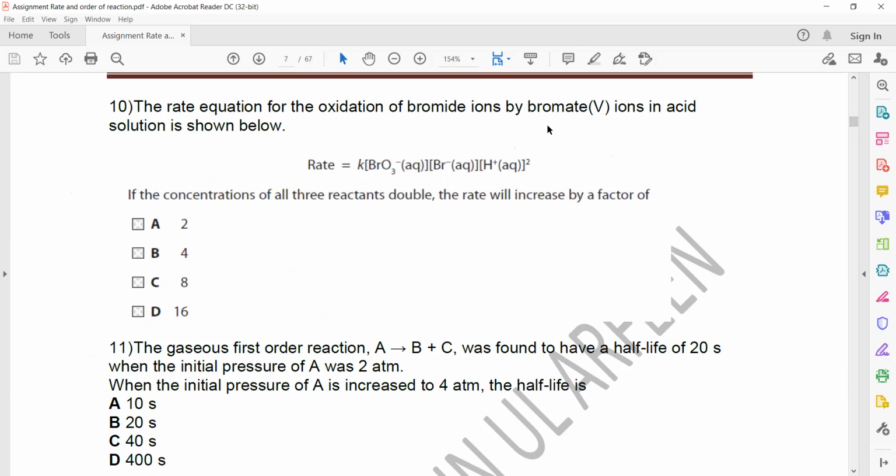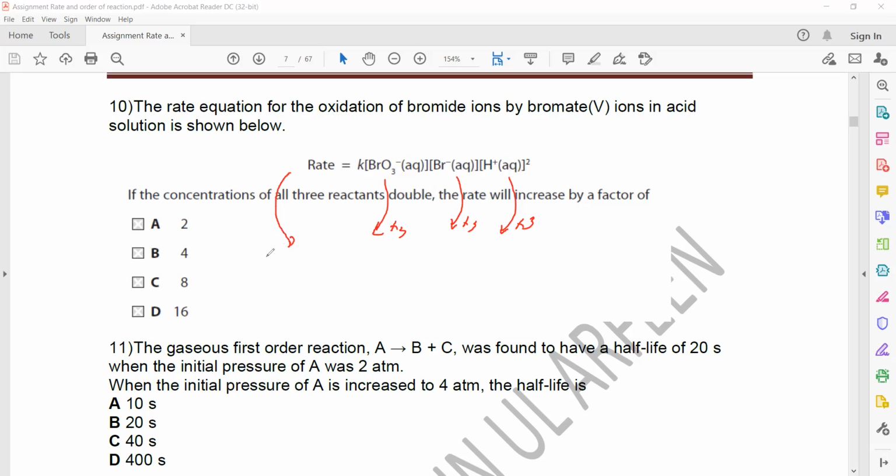In question 10, the equation for oxidation of bromide ion to form bromate(V) in acid solution is shown. If the concentration of all three reactants double, how will the rate change? If all three are doubled, that means bromate ion is doubled, bromide ion is doubled, and hydrogen ion is also doubled.